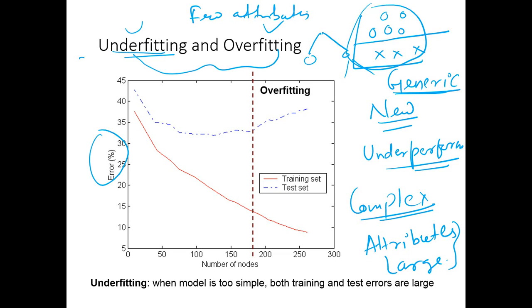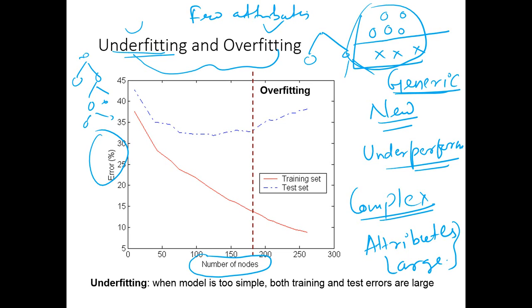You have error percentage, and you have number of nodes. The number of nodes is nothing but, we call this a node, right? This is a node. You go below and go on. The more nodes you have, the more complex the model is. You cannot have a very simple model with fewer nodes, and you cannot have too many nodes and have a very complex model. So you have to be somewhere in between. The trade-off is like this.